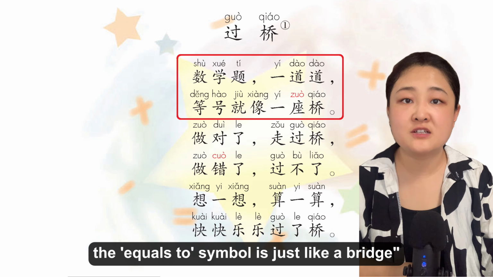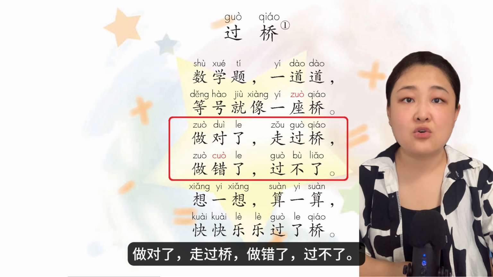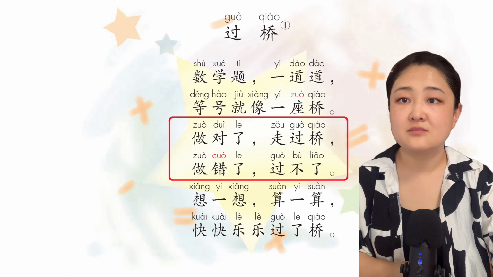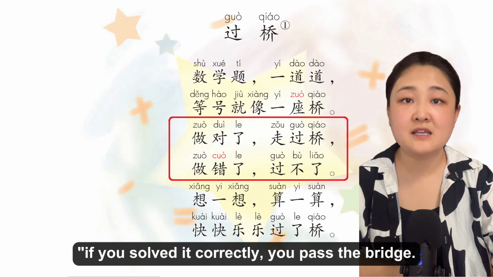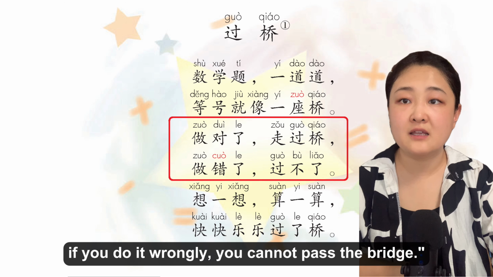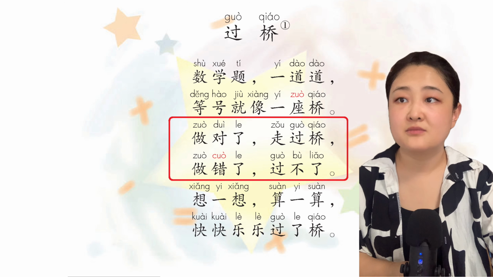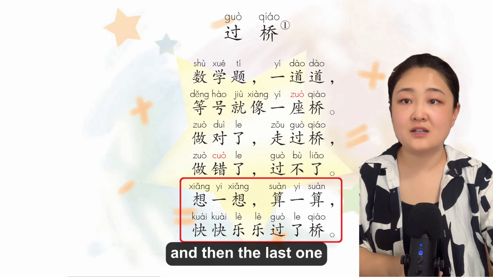And then the next sentence. 做对了,走过桥;做错了,过不了。If you solve it correctly, you pass the bridge. If you do it wrongly, you cannot pass the bridge. And then the last one. 想一想,算一算,快快乐乐过了桥。Think about it some more, compute some more, and eventually you will be able to pass the bridge happily.